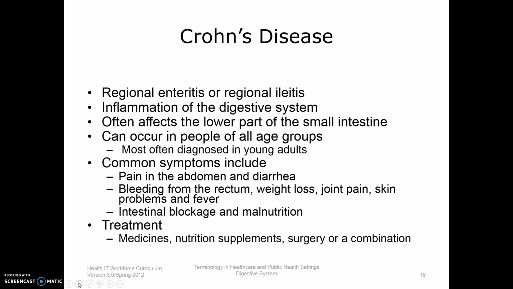Crohn's disease seems to run in some families. It is also associated with other secondary autoimmune disorders. Crohn's disease can occur in people of all age groups, but it is most often diagnosed in young adults. Common symptoms include pain in the abdomen and diarrhea, bleeding from the rectum, weight loss, joint pain, skin problems, and fever may also occur. Other problems include intestinal blockage and malnutrition. Treatment for Crohn's involves medications, nutritional supplements, surgery, or a combination of these options.